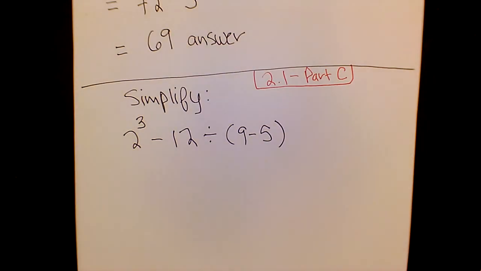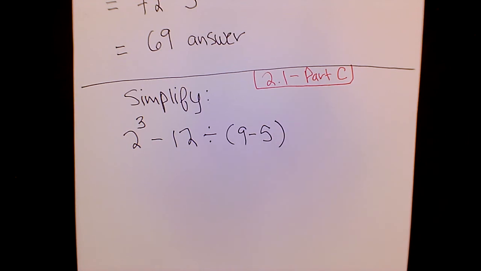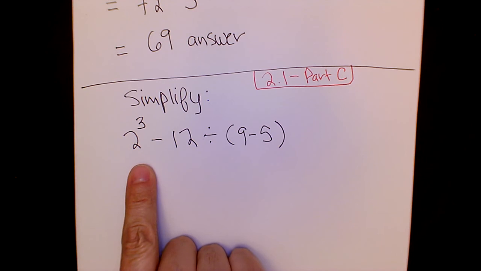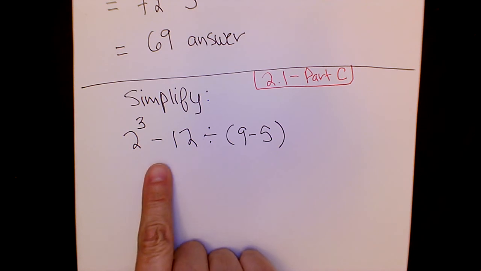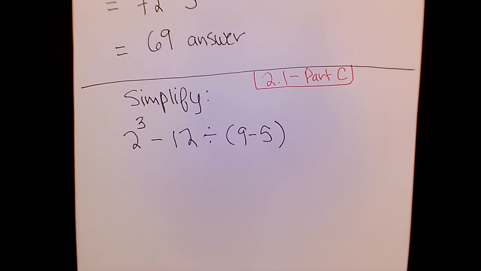Okay, we're going to finish up 2.1 with just a couple more PEMDAS problems. So this is the end of 2.1 part C. So let's look at this one. 2 to the third power minus 12 divided by 9 minus 5 in parentheses.